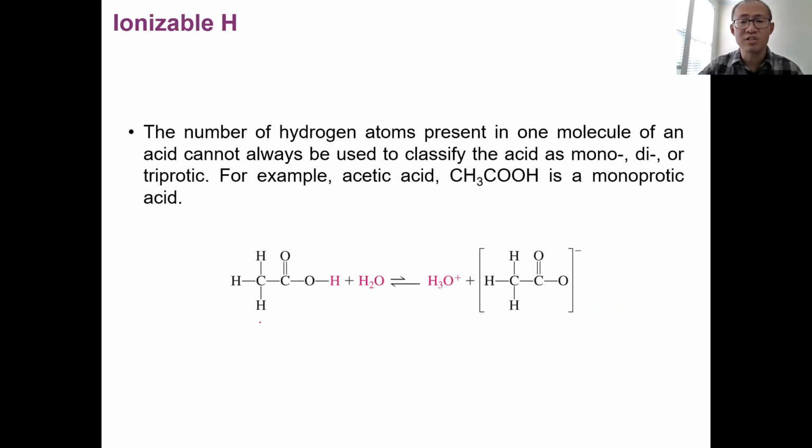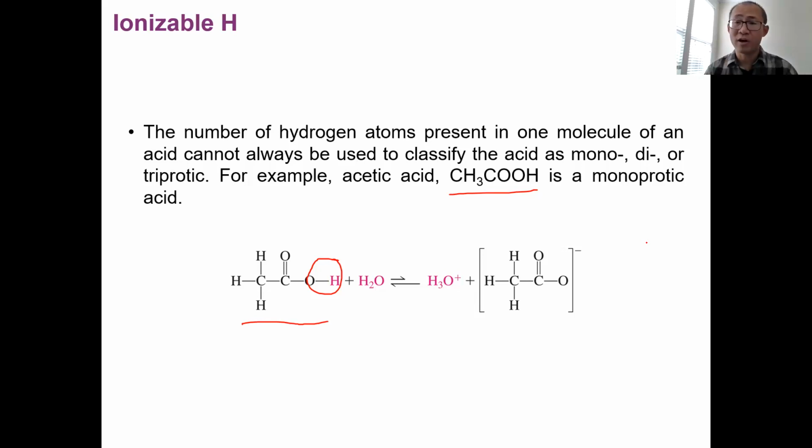For example, this is the structure or the formula of acetic acid. Acetic acid has 4 hydrogens, but in fact, only the hydrogen bonded to the oxygen is ionizable. The other 3 hydrogens bonded to carbon are not. So an acid like this is still monoprotic, because acetic acid only has 1 ionizable hydrogen to become a proton. The other 3 are not. So you cannot classify every acid that has multiple hydrogens as polyprotic. It has to be case by case.